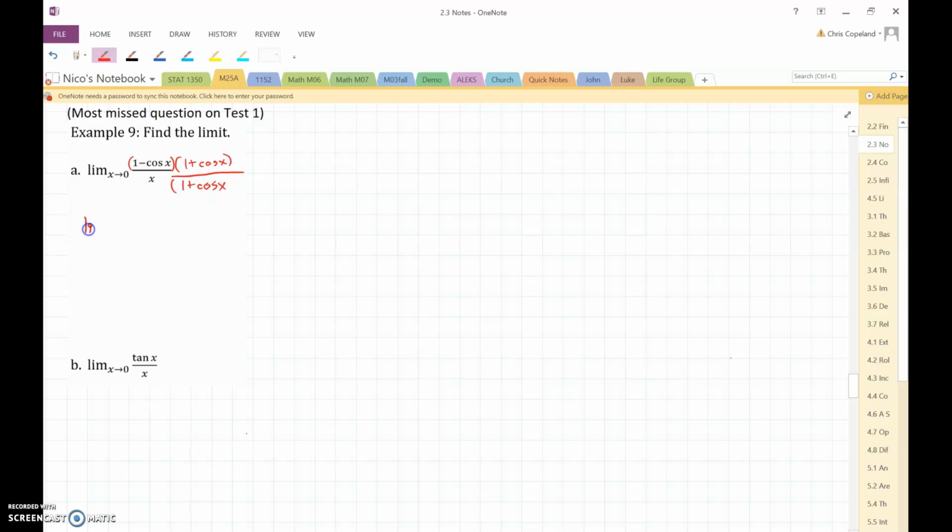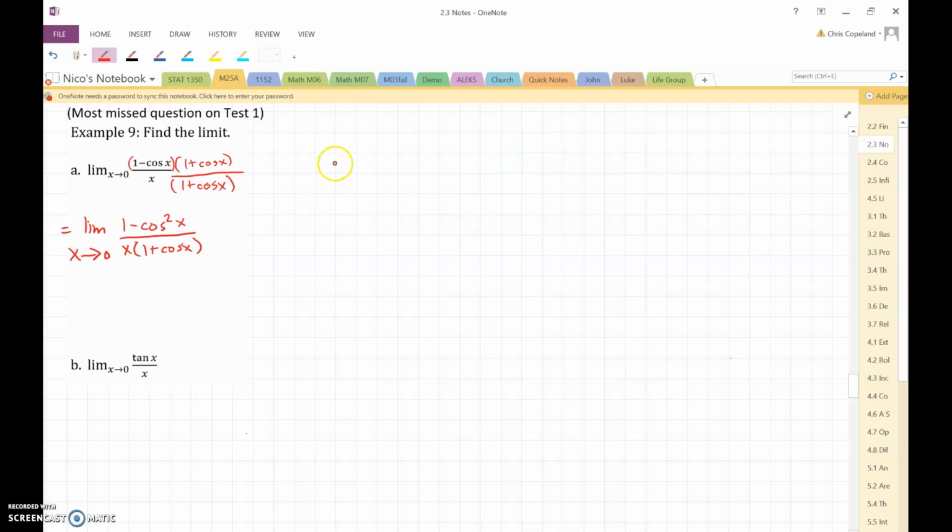When I do that, I get the limit. The numerator is going to end up being 1 minus cosine squared x. The denominator is going to be x times 1 plus cosine of x, again, as x approaches 0.